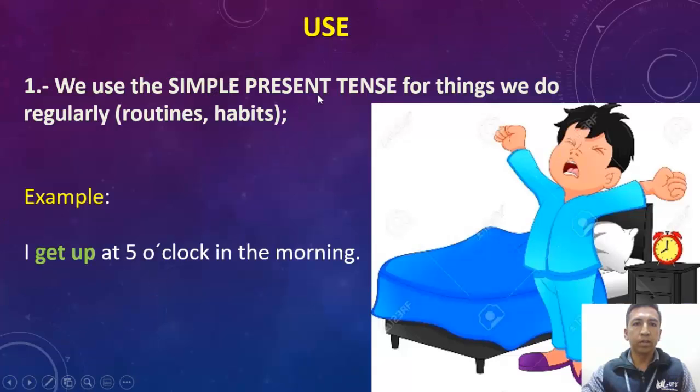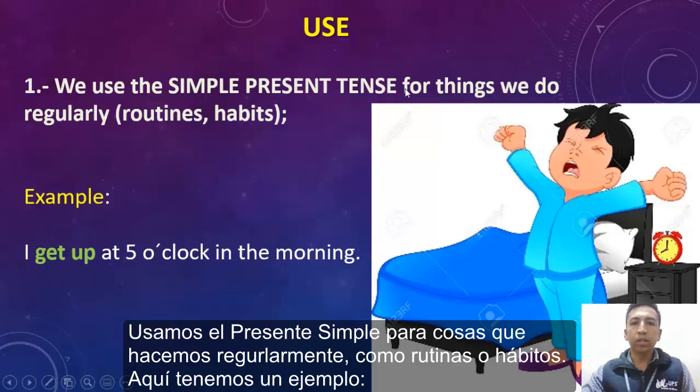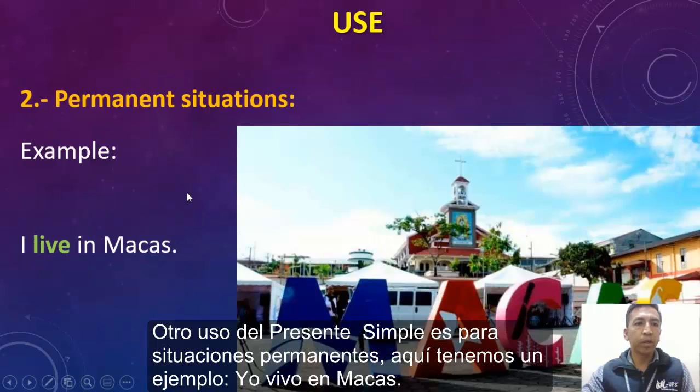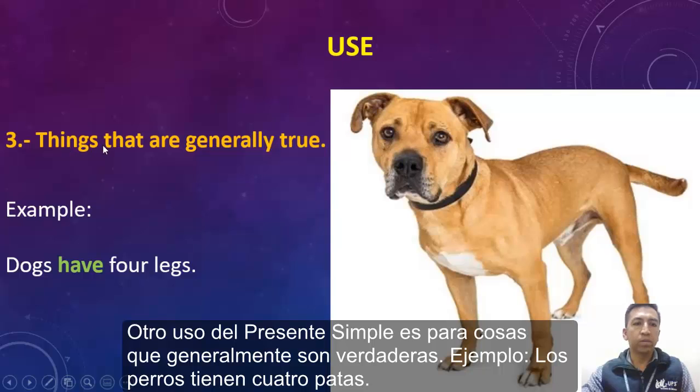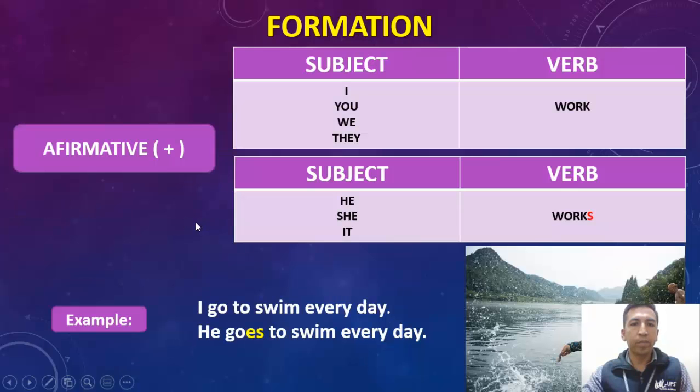Simple present tense. We use the simple present tense for things we do regularly, like routines or habits. Here we have an example: I get up at 5 o'clock in the morning. Another use of simple present tense is for permanent situations. Here we have an example: I live in Macas. Another use is for things that are generally true. Example: dogs have 4 legs, like in the picture.